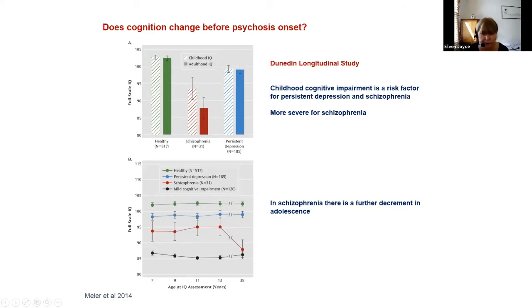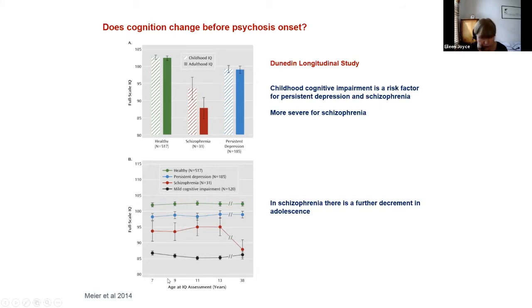But this is the schizophrenia cohort, and what they found is that in childhood, their IQ was much more impaired compared to healthy controls and those who would go on to develop depression. So it's much more severe for schizophrenia. And furthermore, by the time they reach adulthood, there seemed to be a further effect, a further decrement of cognition.